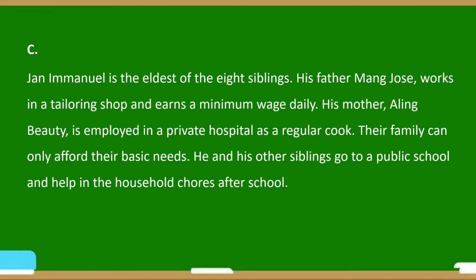And here's the third selection. John Emmanuel is the eldest of the 8 siblings. His father, Mang Jose, works in a tailoring shop and earns a minimum wage daily. His mother, Aling Beauty, is employed in a private hospital as a regular cook. Their family can only afford their basic needs. He and his other siblings go to a public school and help in the household chores after school.